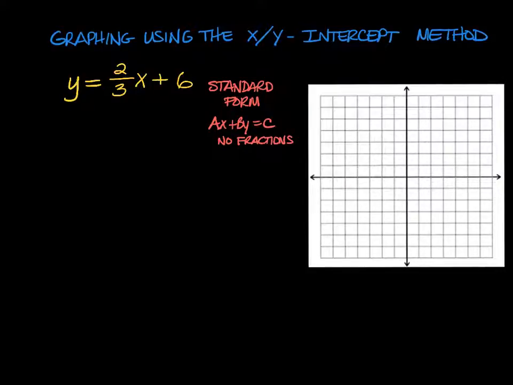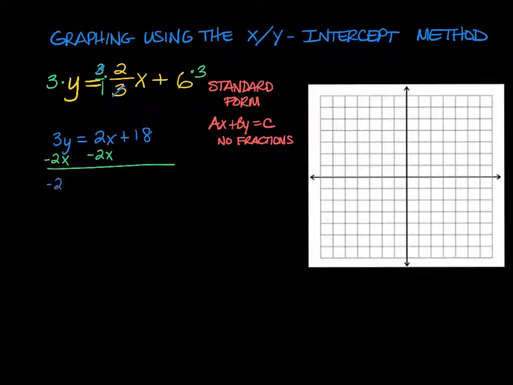Currently, my line is in slope-intercept form. So, in order to turn this equation into standard form, I've got to clear my fraction. So I'm going to multiply every term by my denominator, which is 3. So I'm going to multiply that by 3, that by 3, and that by 3. That's going to give me 3y equals 2x plus 18. Now I just got to subtract 2x from both sides to get my x's and y's on the same side of my equation. That's going to give you negative 2x plus 3y equals 18. Now I'm in standard form.